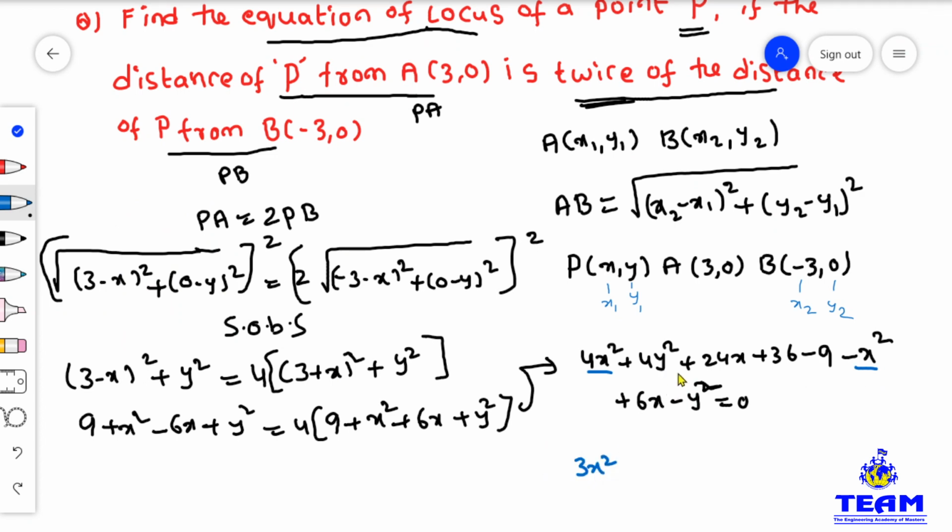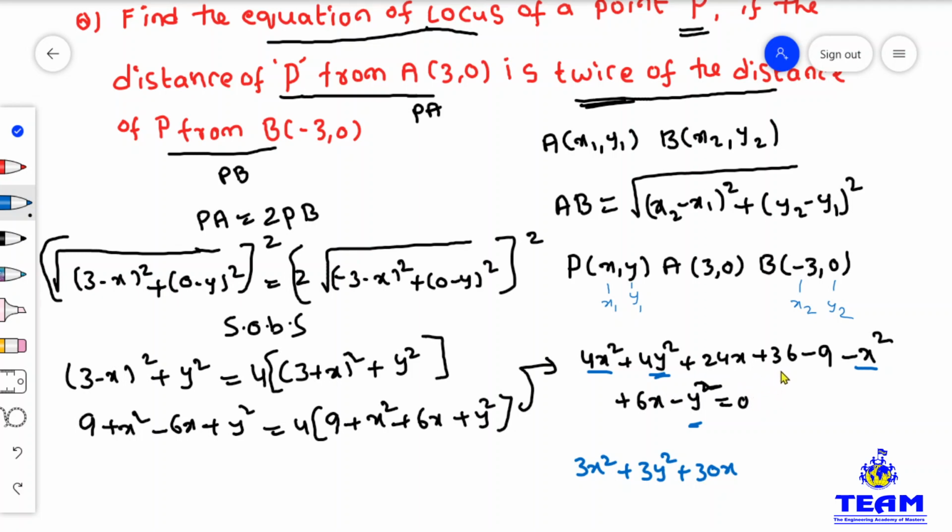Now 4y square. Is there any y square term? Yes, here you have. This is y square and this is also y square. So 3y square. Next, degree 2, is there any term? No. Next you have degree 1. Degree 1 means here you have 24x and here you have 6x. So you will have 30x. Next, is there any y power 1 term? You check it here in this algebraic equation. No y term.